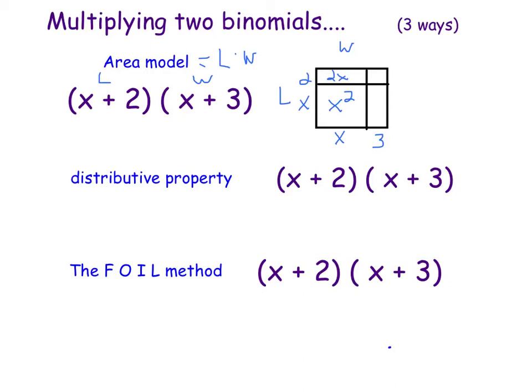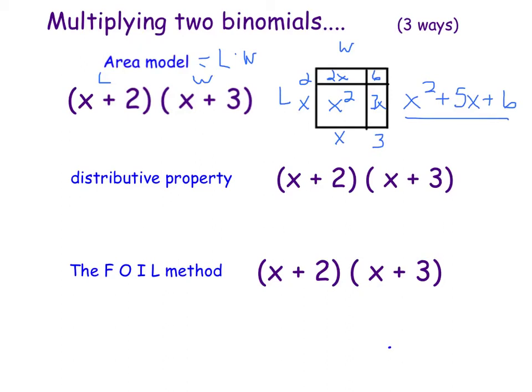3 times 2 is 6, and x times 3 is 3x. And then combine like terms. So if we're talking about the area of this entire piece, we have all of these little pieces that we have to add together. So we have x squared plus 5x plus 6. So that is the area of this.